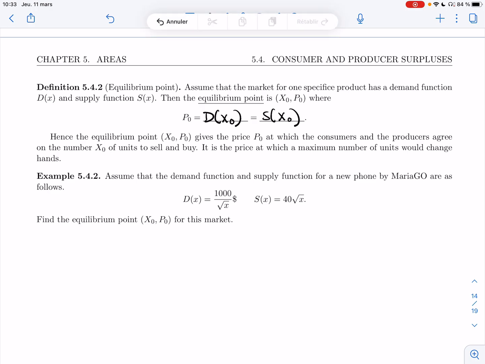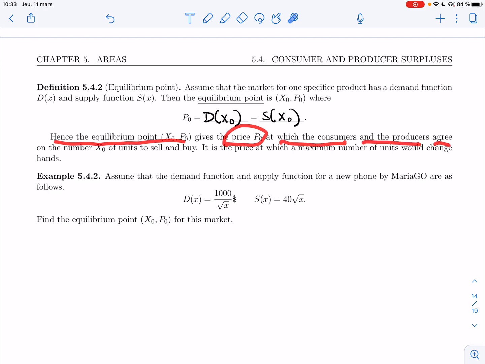All right, so the equilibrium point gives the price p0 at which the consumers and the producers agree on the number x0 of units to sell and buy. So it's the price at which a maximum number of units would change hands because they actually agree.